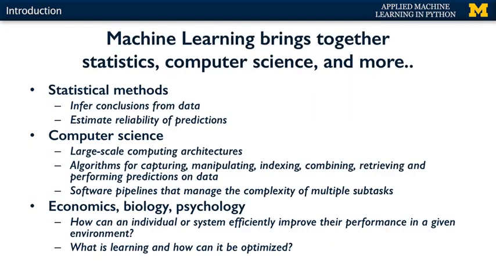To accomplish this goal effectively and efficiently, machine learning draws heavily on statistics and computer science. These statistical methods give machine learning algorithms ways to infer conclusions from data and to learn from data, and also to estimate how reliable those conclusions are. Computer science methods, on the other hand, give machine learning algorithms the computing power to solve problems, including effective large-scale computational architectures and algorithms for capturing, manipulating, indexing, combining, and performing predictions with data.